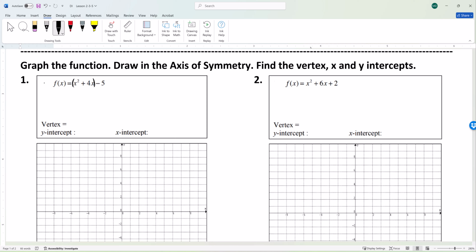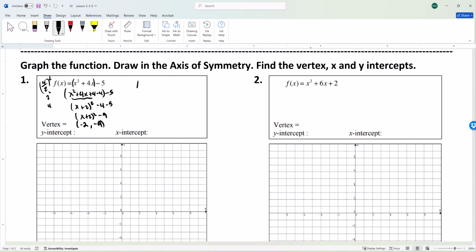And then b over 2 squared. That's 4. So x squared plus 4x. We're going to add 4 and subtract 4. And then it's going to be x plus 2 squared. And then we have the minus 4 and minus 5. So that's x plus 2 squared minus 9. So my vertex is going to be negative 2, because that's the h, and then minus 9.